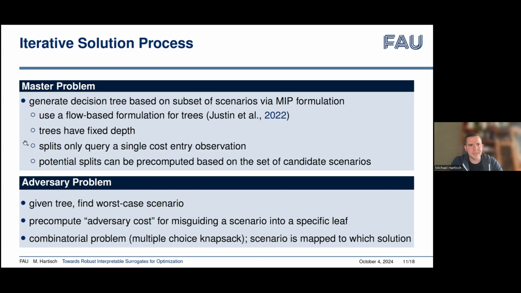Okay, so after we have solved this master problem, we've obtained a tree, and then we put this tree into the adversary problem, where the task is now, for this given tree, find the worst case scenario. And what we do here is that we can again pre-compute the adversary cost. So we can pre-compute how much of your budget you need to spend to misguide a specific scenario into one specific leaf. So that, again, just yields a lot of binary variables. So again, we are in a combinatorial setting where the question is, which scenarios does the adversary want to map to which solution while still maintaining the budget?